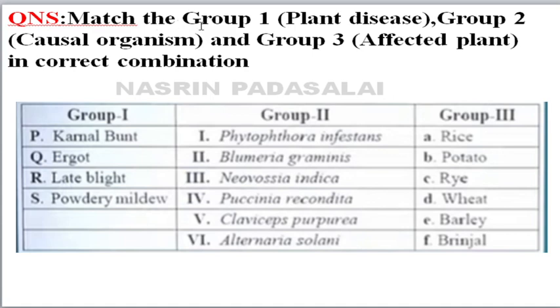Next question, match group 1, which consists of plant diseases, with group 2, which consists of causal organisms, and group 3, the affected plant. Please check with my answers. Kernel bunt is caused by Neovossia indica and the affected plant is wheat. Ergot is a disease caused by Claviceps purpurea, and this disease affects rye plant. Late blight disease is caused by Phytophthora infestans and it affects potato. And next, powdery mildew is caused by Blumeria graminis and the affected plant is barley. So you can check with the answers.